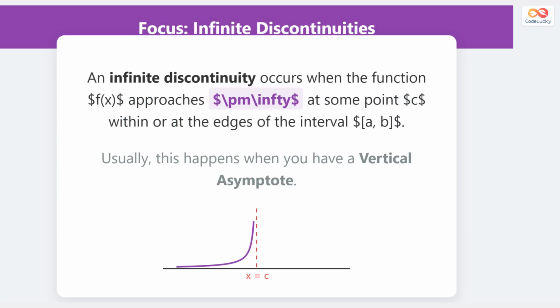Here is what that looks like. Imagine we are integrating from a to b, but at some point c, the graph explodes upwards towards infinity. We cannot just calculate the area using standard geometry or basic integration rules because the rectangle at that point would have infinite height. We need a more rigorous approach.